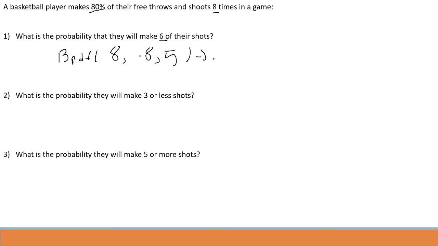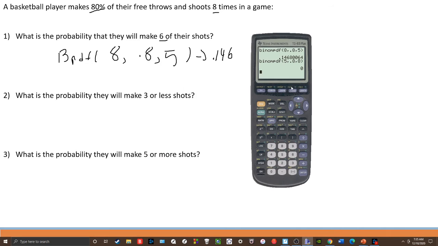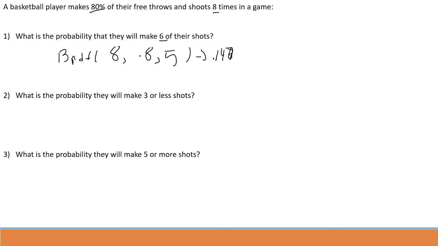And so again, that was a 0.146, I believe, right? If I'm looking at this correctly here, we'll say 0.147, or about a 14.7% chance of getting exactly 6 shots, right? Maybe it's the first 6 he makes, maybe it's the last 6 he makes, maybe it's spread across the entire 8 times, but we know that in order to get exactly 6 shots, it's about a 15% chance.